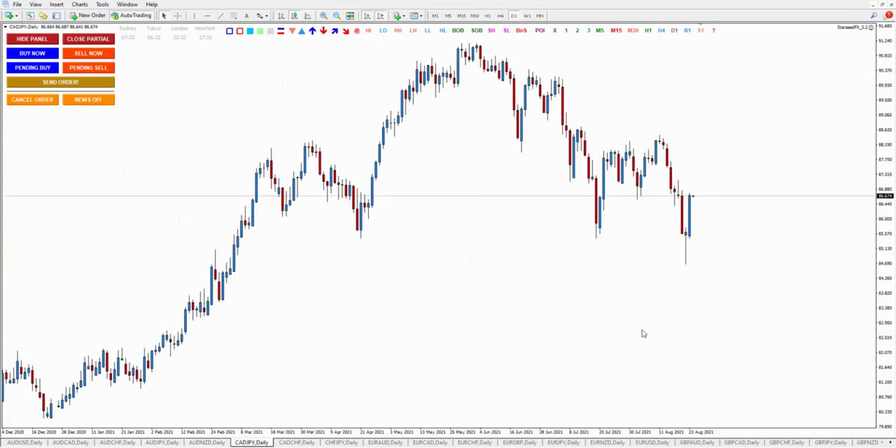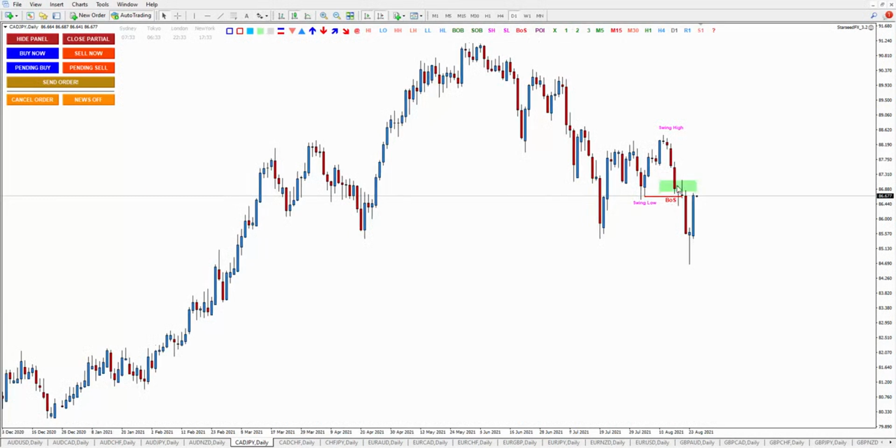This is still tradable to me. So here is our swing high, this is our swing low, and here is the breakout structure. Let me put the BOS here, the breakout structure, and our order block is the last bullish candle before the breakout happened. This is the sell order block.